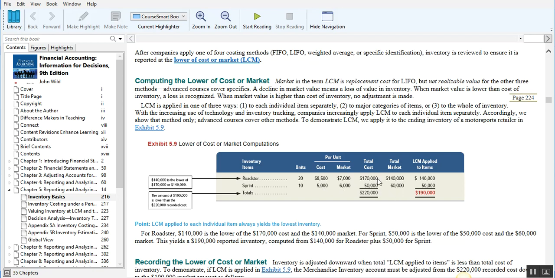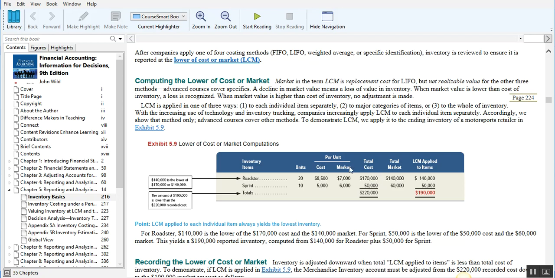Now, when you're going to look at lower of cost or market, what you're going to do is look at it like they do here. You calculate the market value. So you would take 7,000 times 20 units. That's 140,000. And then here you would take $6,000 per unit times 10, you get 60,000. So what you're going to do is individually compare the lower of cost or market. In terms of lower of cost or market, if the market value is higher, we do not adjust up. But if the market value is lower, we will adjust down.